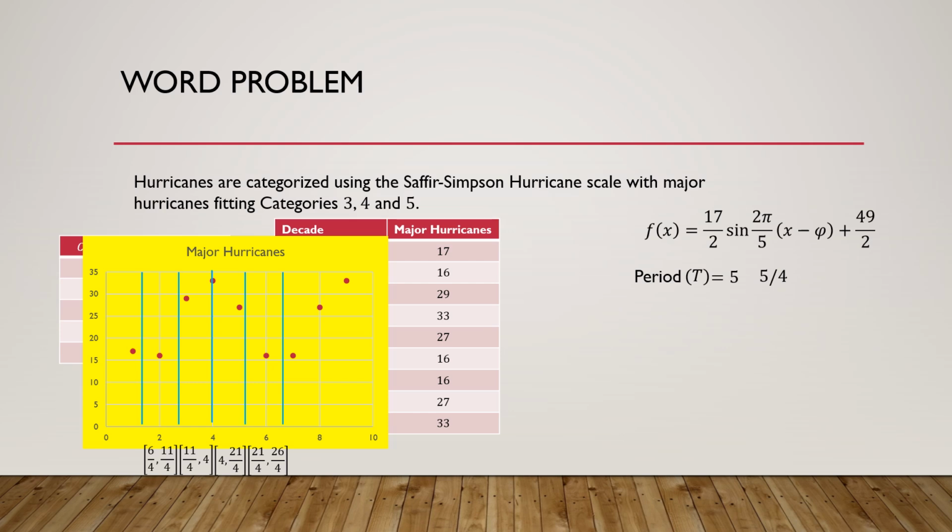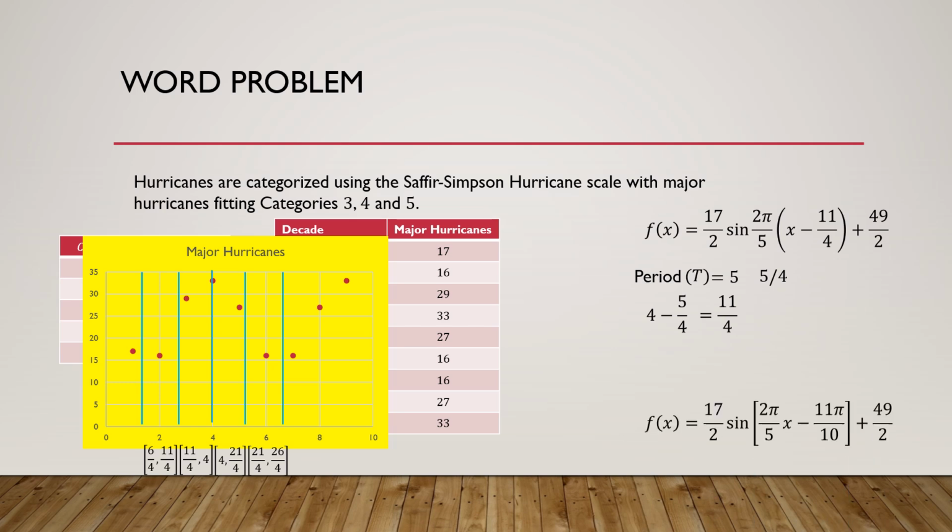The sine curve is increasing on the interval 11 over 4 to 4, and decreasing on the interval 4 to 21 over 4, with a local maximum at 4. Therefore, we must shift the graph of the function 4 minus 5 over 4 equals 11 over 4 units to the right by replacing x with x minus 11 over 4. Next, we multiply out to obtain a sine function of the correct form.